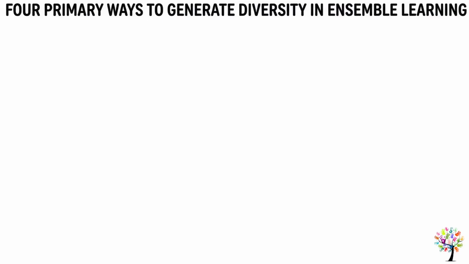If all the learners make the same errors, the ensemble won't improve upon the individual models. Therefore, diversity ensures that the errors of the learners are corrected by others. So there are 4 primary ways to generate diversity in ensemble learning.